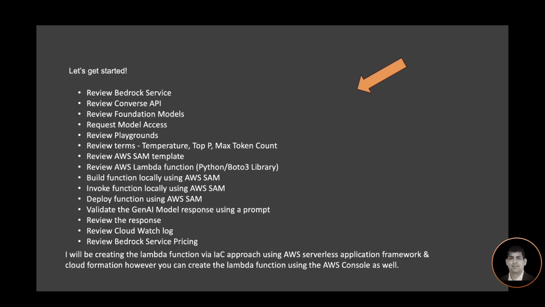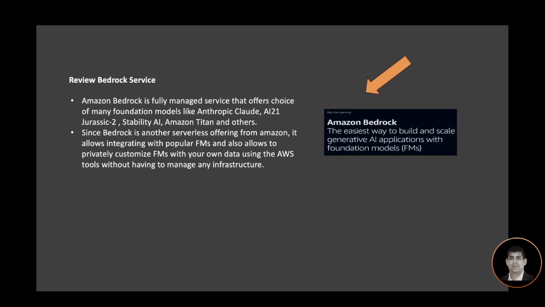Once it's deployed, then we can validate the GenAI model using a prompt. We'll use Postman for that, review the response, and review the CloudWatch log. Like I stated before, I'll be creating it with an infrastructure as code approach using the AWS SAM, but the same function can be created using the AWS console as well. So let's quickly look at the Bedrock service.